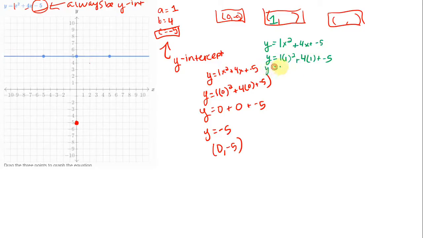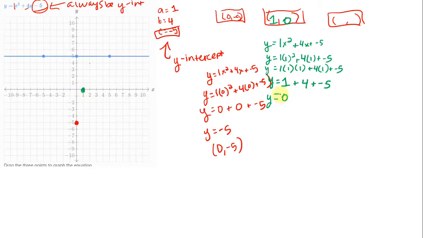Then 1 times 1 plus 4 times 1 plus negative 5. And 1 times 1 is just going to give me 1, plus 4 times 1 is 4, plus negative 5. 1 plus 4 is going to be 5, plus negative 5 is 0. So here when x is 1, y is equal to 0. That's my second point I will plot on here. 1, comma, 0.